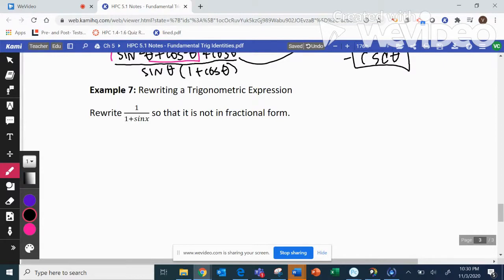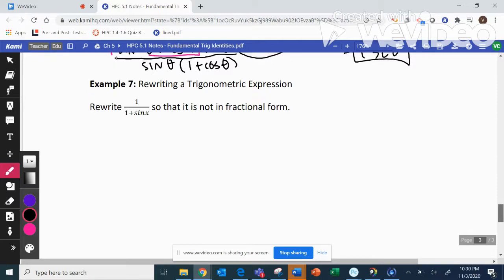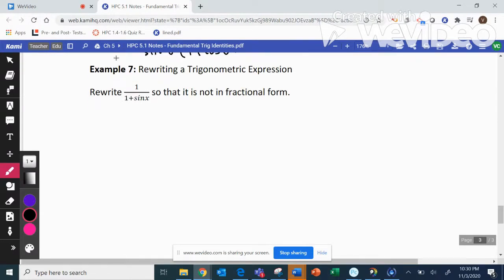All right, the next one is rewrite so that it is not in fractional form. So there are different ways that we could do this. I think I'm going to show you two ways. I'm going to show you the way the book shows you, and then I'm going to show you just another way. Maybe you can't remember the way the book shows you here. Okay. So we've got to make it so it's not a fraction. I think I'm going to show you a different way first, and then I'll show you the book way.